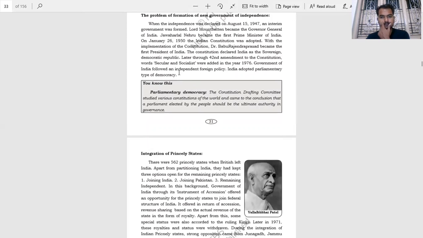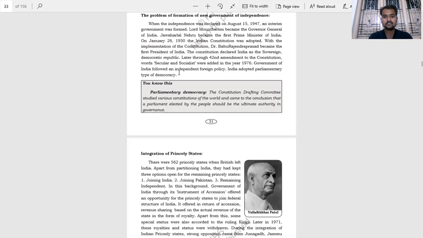So what we did: Jawaharlal Nehru became the first prime minister of India. Then Sardar Vallabhbhai Patel became deputy prime minister, and the home ministry was also given to Vallabhbhai Patel, because many of the Congress leaders and other leaders knew that the strong decisions of Sardar Vallabhbhai Patel could make miracles.